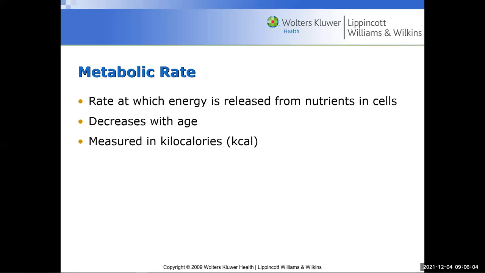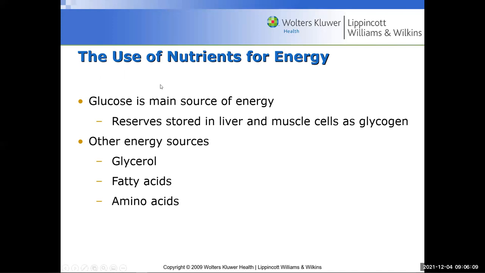Now, in terms of the nutrients, glucose is our main source of energy, and reserves are stored in the liver and muscles as glycogen. So one of the major storage means for glucose is glycogen, stored particularly in the liver. Other energy sources include glycerol, which is an alcohol, fatty acids, and amino acids, which are breakdown products of proteins.